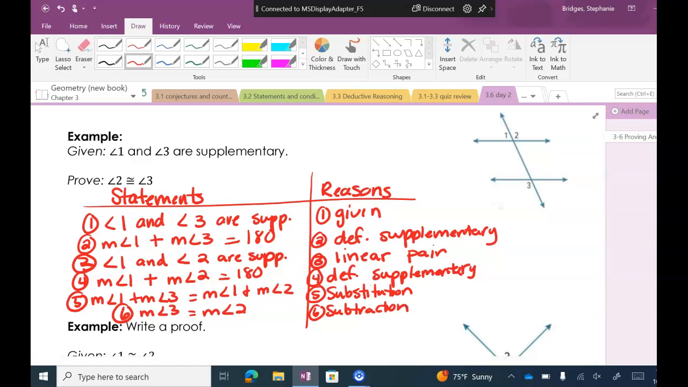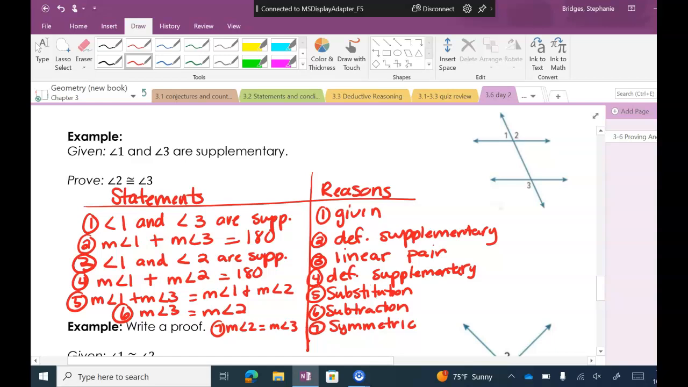I can switch them. Do I need to switch them? Yeah. Okay, so let's go ahead and switch them. So the measure of angle 2 equals the measure of angle 3. And what's that property called that switches it? Symmetric. Right, to just replace the order? Yeah, symmetric.